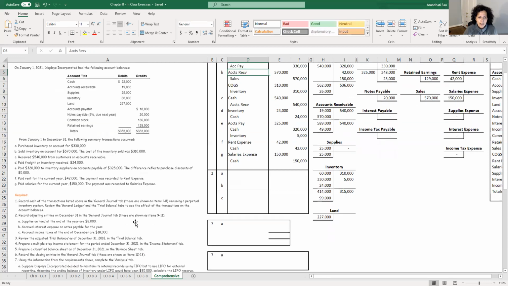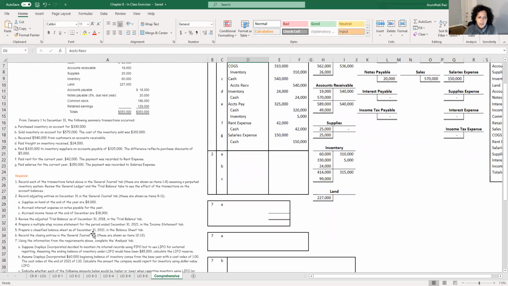Okay, now that we're done with that, at the end of the year, we've been told that the following adjusting entries have to be made. We have A, B, C, three pieces of adjusting entry information we need to do.